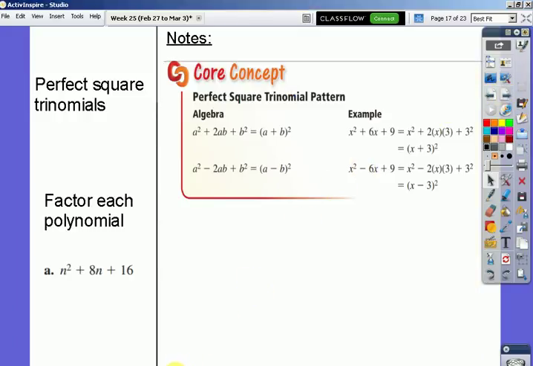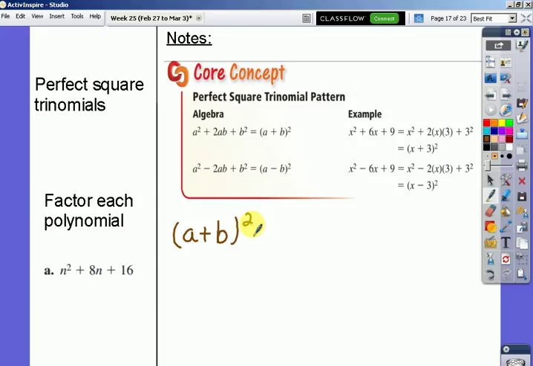Okay, perfect square trinomials. If you need me to read that, I will, so that you can see if you're in the back. Okay, so I'm going to talk about this. Perfect square trinomials. We talked about this when we were finding special products again. We said before, let's say, I wanted you to find that.